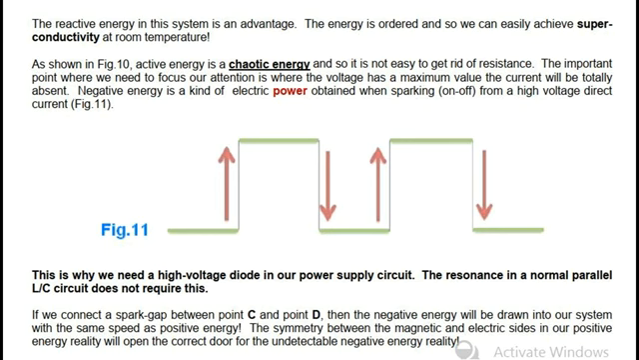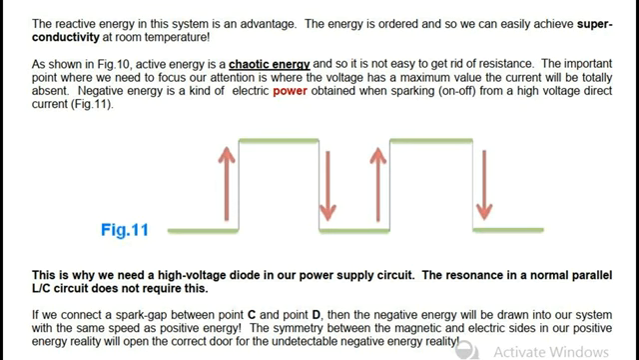Negative energy is a kind of electric power obtained when sparking, on-off, from a high voltage direct current, Fig 11. This is why we need a high voltage diode in our power supply circuit. The resonance in a normal parallel L/C circuit does not require this. If we connect a spark gap between point C and point D, then the negative energy will be drawn into our system with the same speed as positive energy.